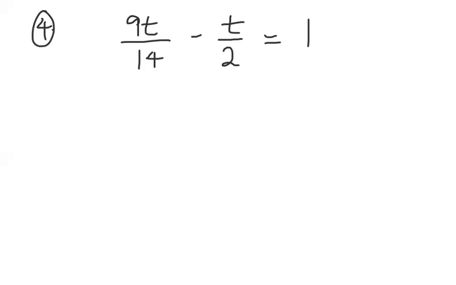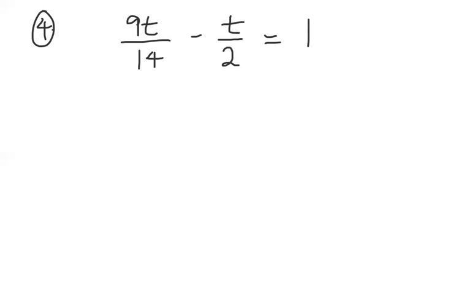You've got to find the LCD between 14 and 2. What is the smallest number that both 2 can go into and 14 can go into? And no, it is not 7, guys. 14 does not go into 7, but it is going to be 14, because 2 can go into 14 and 14 can go into 14 evenly. So the LCD for this one is going to be 14.